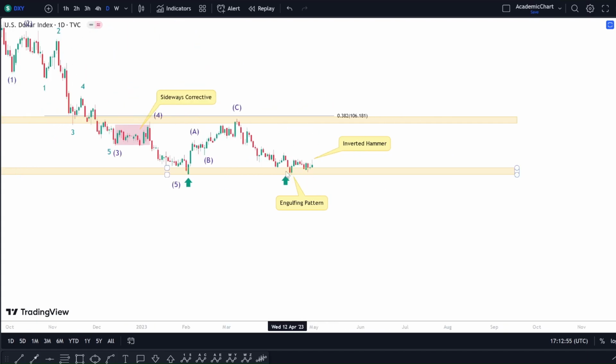We actually recognized this engulfing pattern in previous weeks, and now we are also seeing the inverted hammer after some kind of consolidation on this level. We have an inverted hammer also created on the daily chart on the previous day.